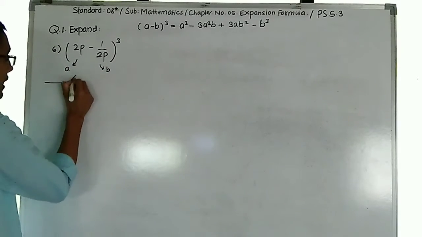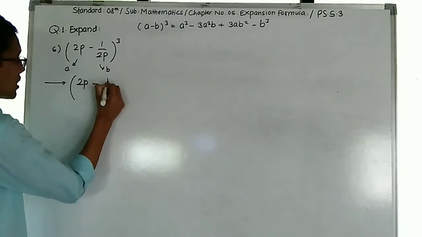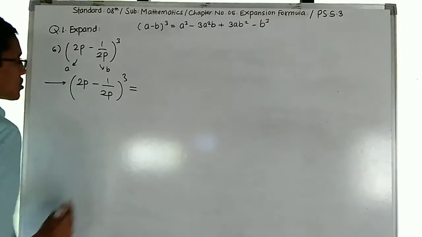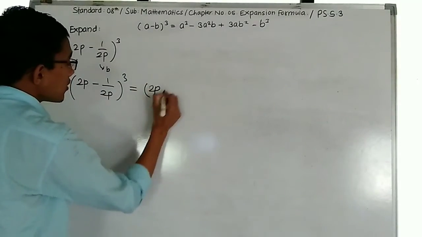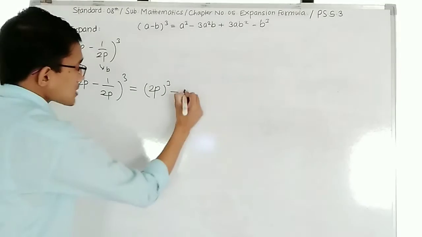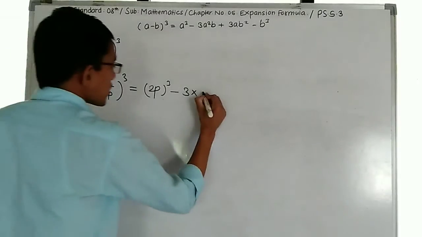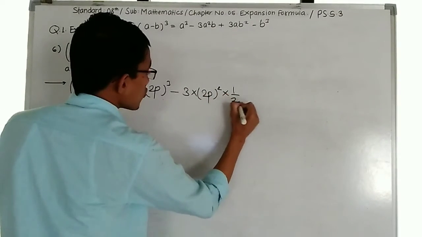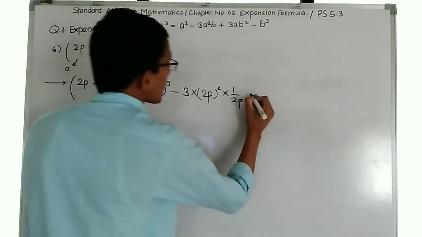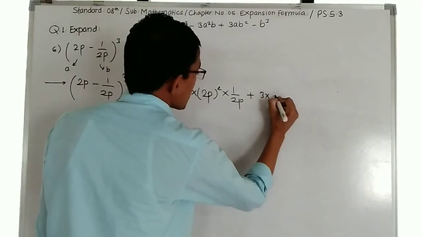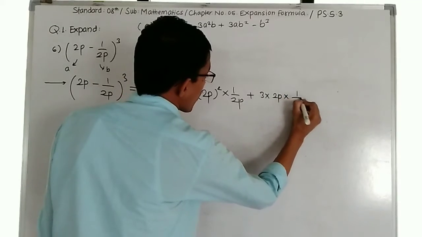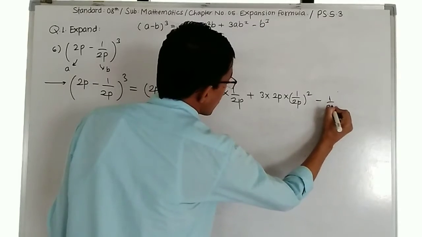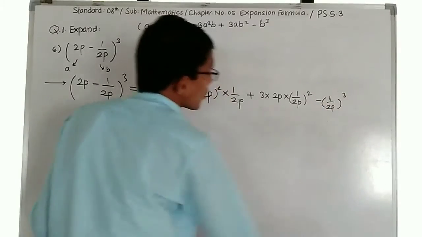So in that case, I can write (2p minus 1 upon 2p) raised to 3 equals a cube, in place of a cube what will come? 2p cube, minus 3 into a square, in place of a square what will come? 2p square, into b, in place of b what will come? 1 upon 2p. Plus 3 into a, in place of a 2p, and b, in place of b 1 upon 2p, square, minus 1 upon 2p cube.